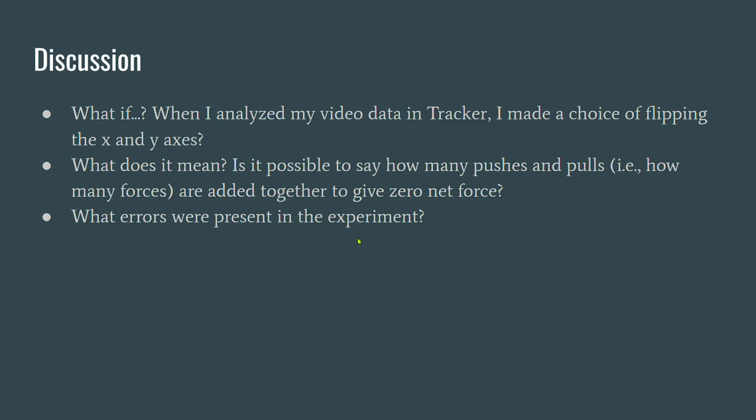And what errors were present in the experiment? Some human errors, such as inputting data in GlowScript and Tracker, and also it does not account for any motion in other directions. And that is the end of my lab.